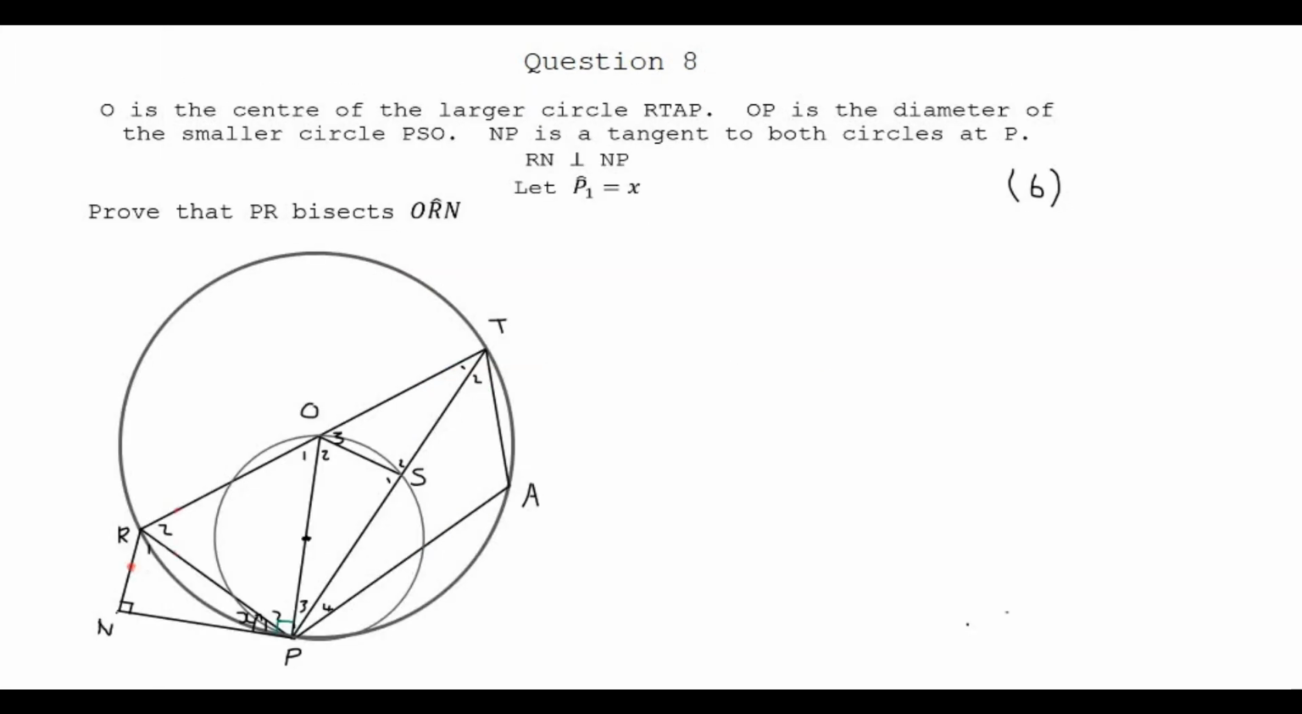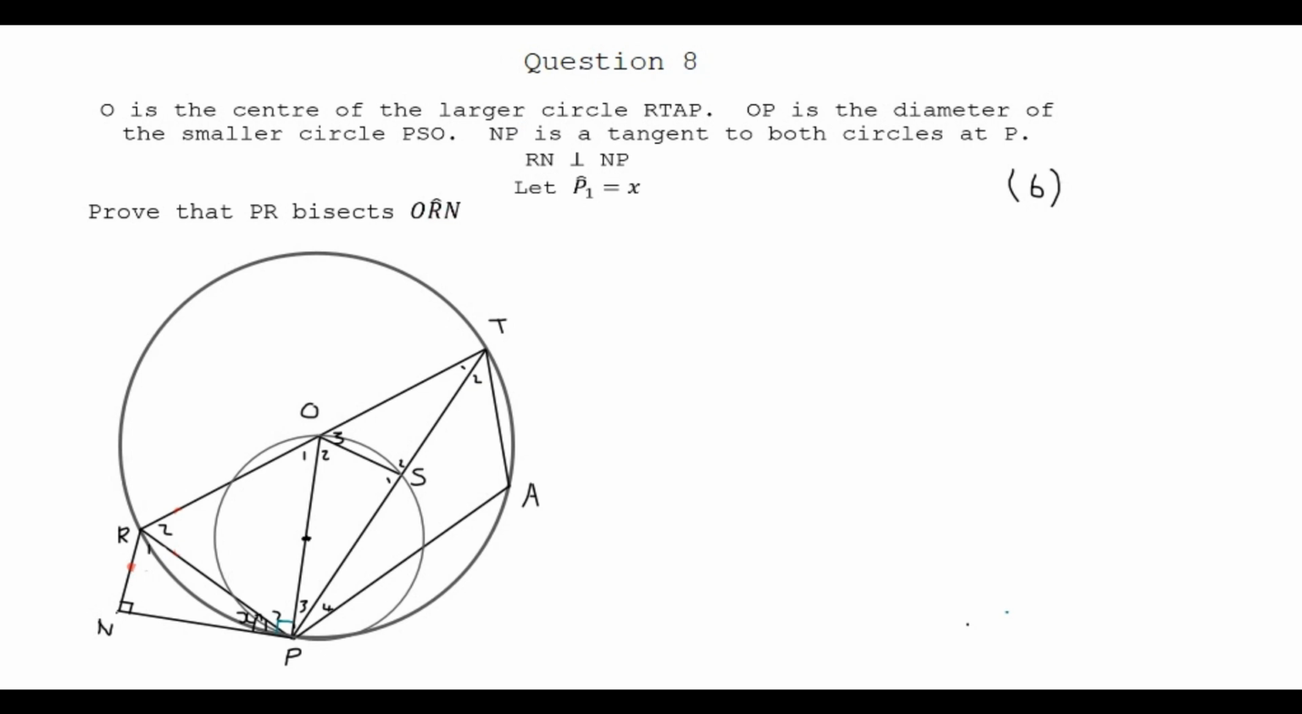For the final question of this paper, we have the following circle given, and please note it is 6 marks. The question reads, O is the center of the larger circle RTAP, so we have a larger circle with a center. OP is the diameter of the smaller circle. It's also the radius of the larger circle. NP is tangent to both circles. RN is perpendicular to NP, and let P1 equal X. This is P1 over here. Prove that PR bisects ORN.